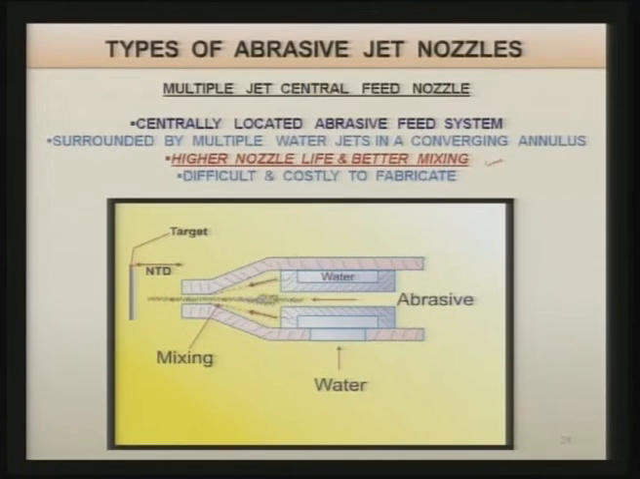If you see this figure, here water is in contact with the sides or inner surface of the nozzle, and the abrasive particles are not directly in contact with the inner surface of the nozzle. That is why the life of the nozzle is higher compared to other types of nozzles, and mixing is also inside the nozzle and it gives a better mixing compared to other nozzles. As you can see here, the nozzle tip distance is shown and water is coming from the annular side, from all around, and that is why it is known as multiple jet central feed nozzle.